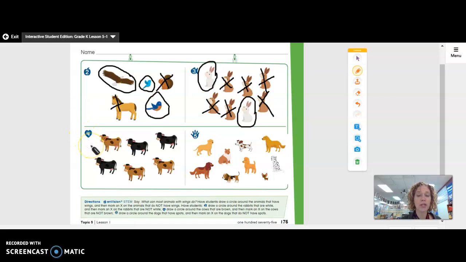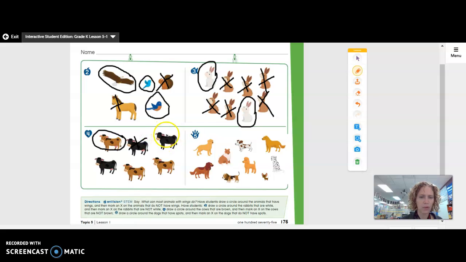All right, we're supposed to draw a circle around the cows that are brown and put an X on the cows that are not brown. Okay, are you ready? So, put a circle around the cows that are brown and put an X on the cows that are not brown. Okay, so is this brown? It sure is. How about these? Are they brown? No, that's a dark black. So we're putting a big X.